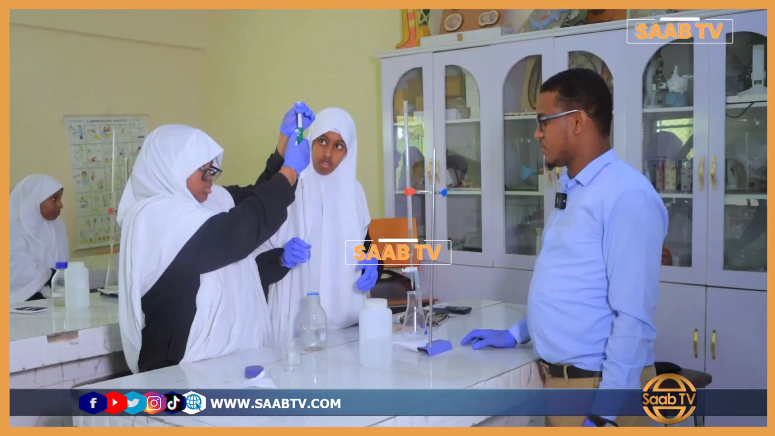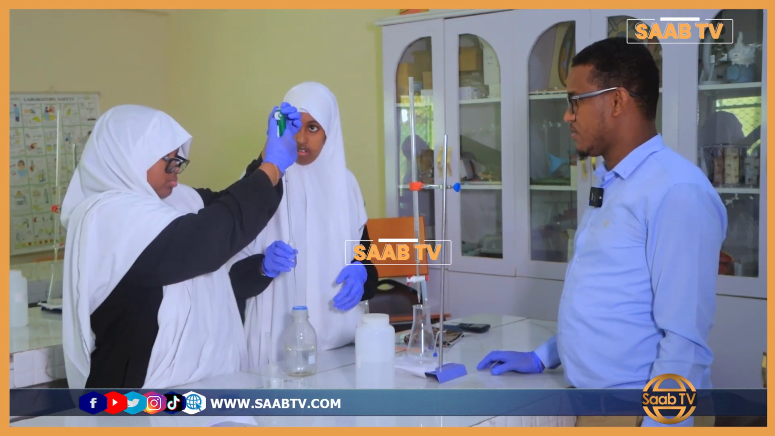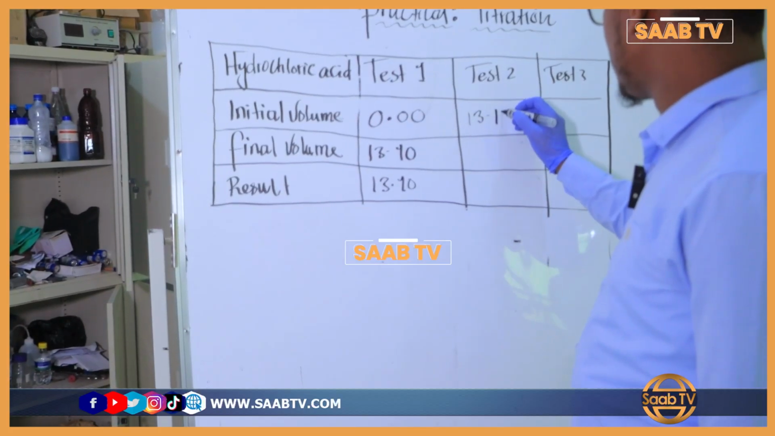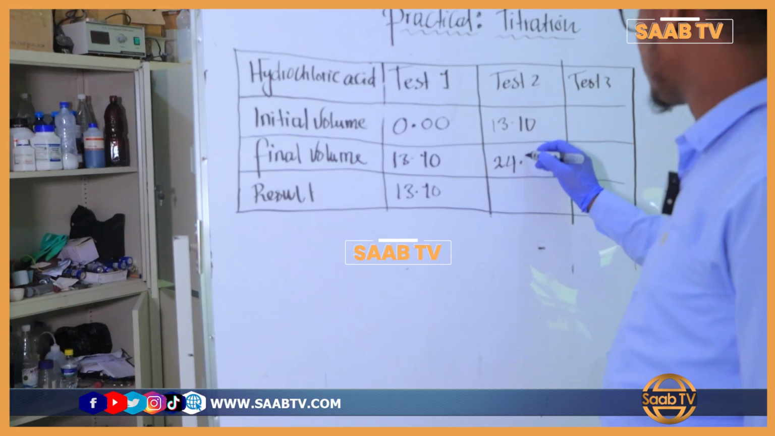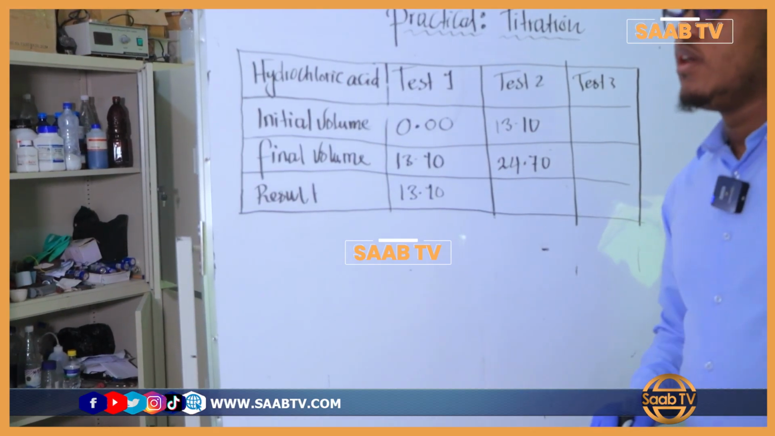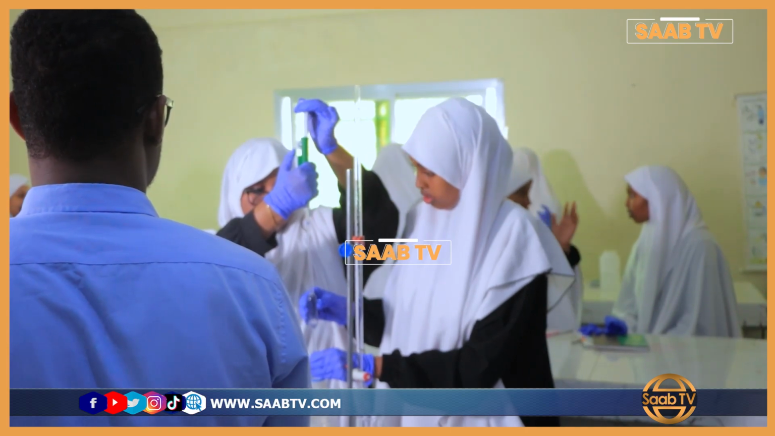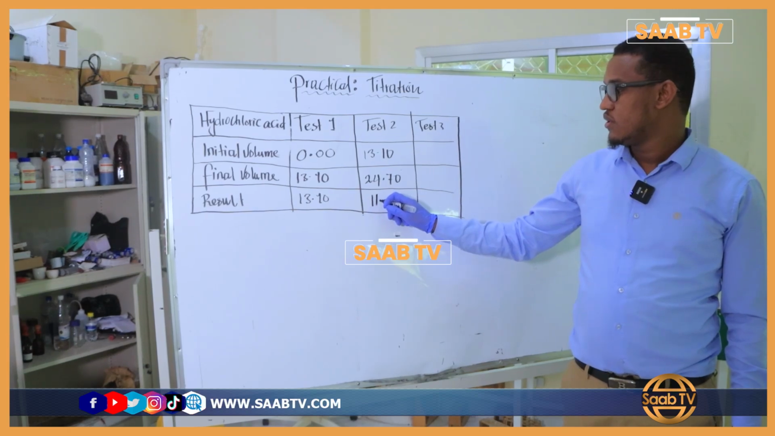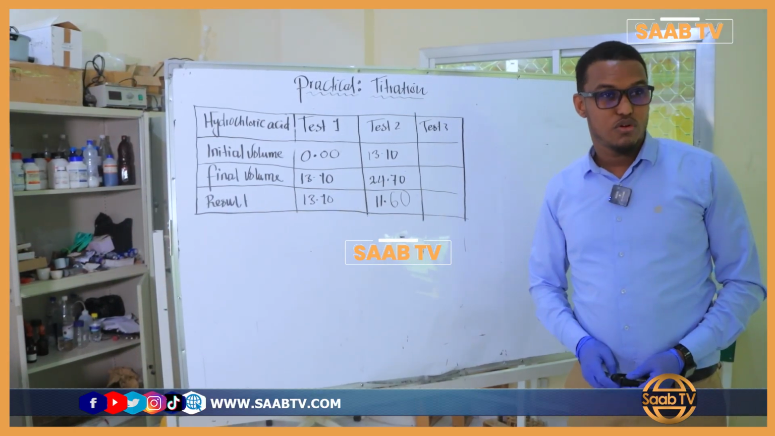The final volume is 24.7. So the initial volume was 13.10 and the final volume 24.7. You subtract them both, and we get 11.6. So to get the concordant result, we're going to need one more test.